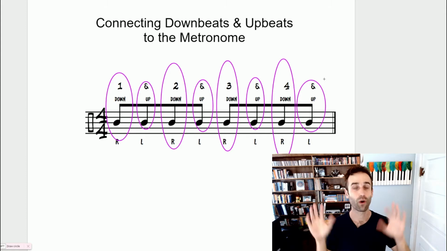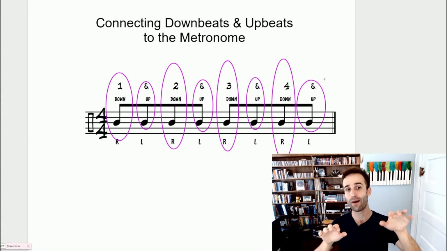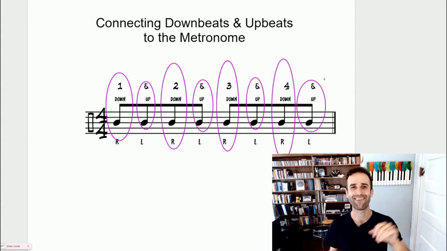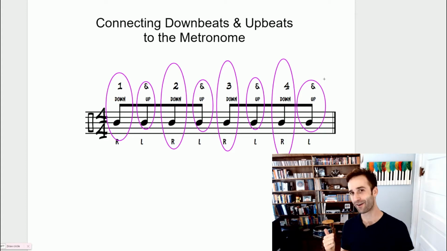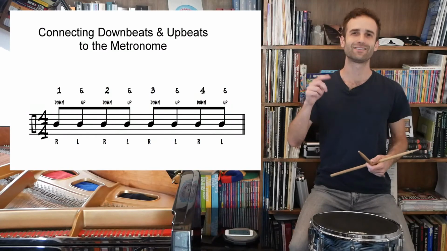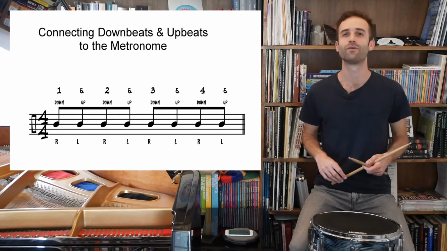Before you even worry about trying to do that with a steady beat and using the metronome, just see if you can do what I just did. Say it and move your hands at the same time. 1 and 2 and 3 and 4 and, down, up, right, left, right, left. There we go. All right. Once you can do that, then we'll be ready to head on over to the drum and actually put this together with the metronome. Let's talk about connecting downbeats and upbeats with the metronome.